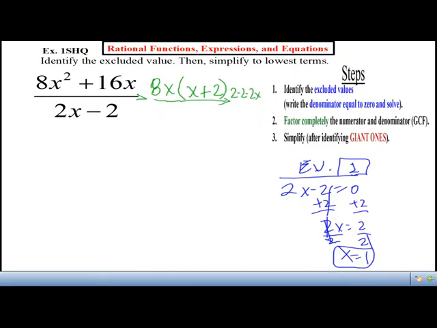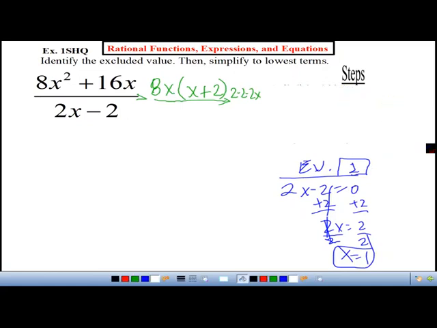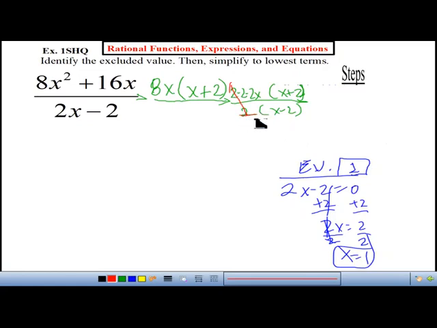Let me make some space here. Then we got x plus 2 over, GCF here is 2, and we're left with x minus 2. All right, identify giant ones. What's my giant one? Isn't it 1? Oh, x minus 1, sorry. Yeah, thank you. So x minus 1, okay?